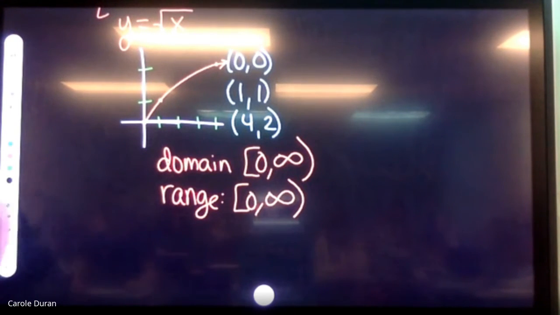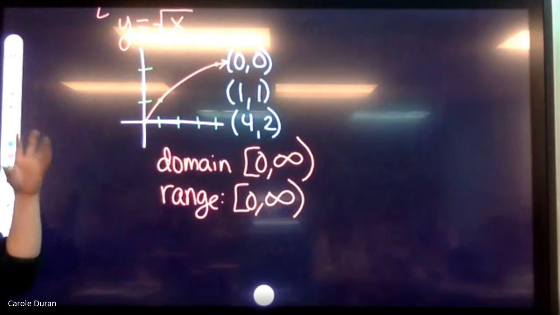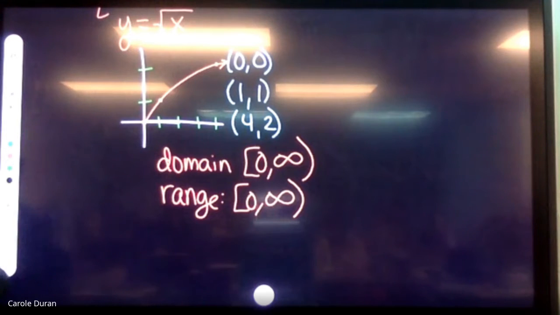If it is a number that we approach or approximate or we can't actually get to, like infinity, it is a parentheses. My pre-calc kids like to call it a hard shell taco and a soft shell taco. It's whatever works for you.